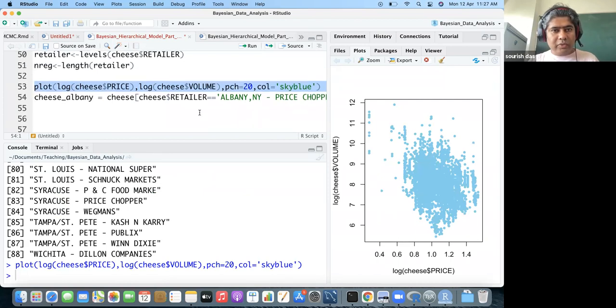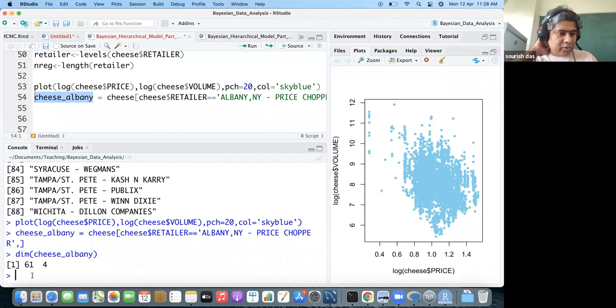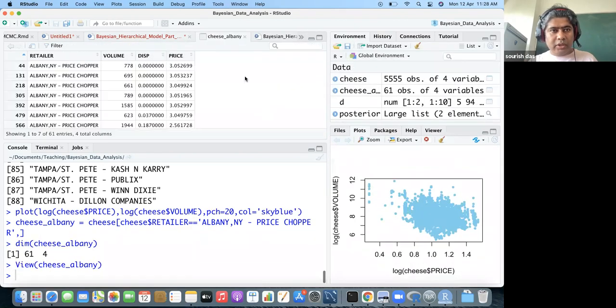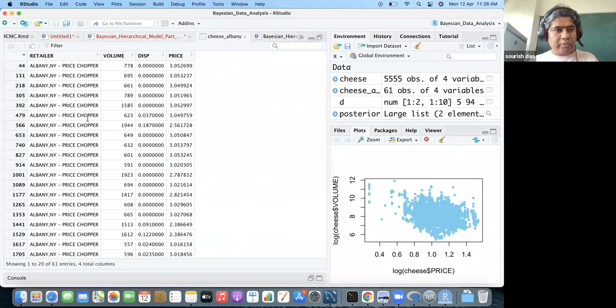Now what I'm going to do is make a small subdata set with Albany. So if you put, say, the dimension of this, there are 61 weeks of observation. In fact, if I just go to the environment, you see there are 61. These are all Albany Price Chopper.